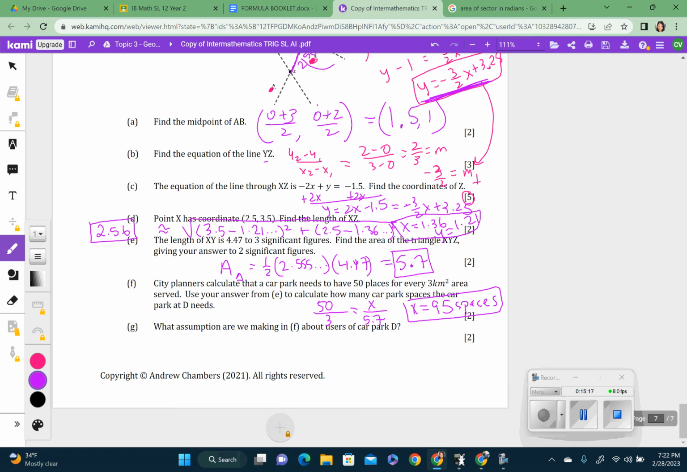So the assumption we are making is that all users of the cars will want to park in car park D. But traffic or congestion might prevent that. Okay. All right.